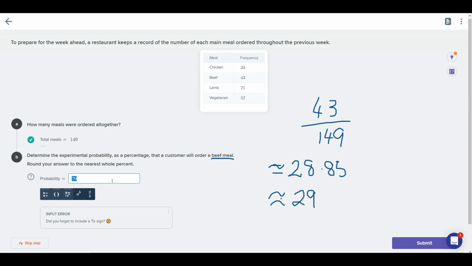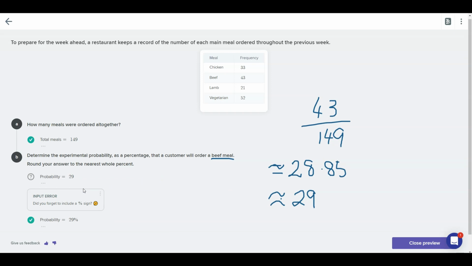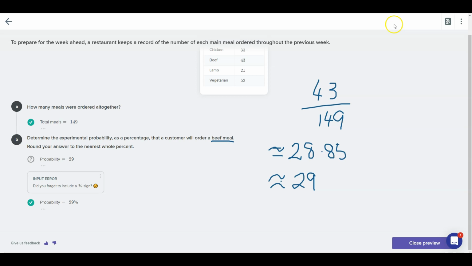I forgot to put the percentage sign, and that's a very good point there. If it doesn't show it at the end, like it sometimes does, then of course you should include it. There we go. So probability equals 29%, and I have that question correct.